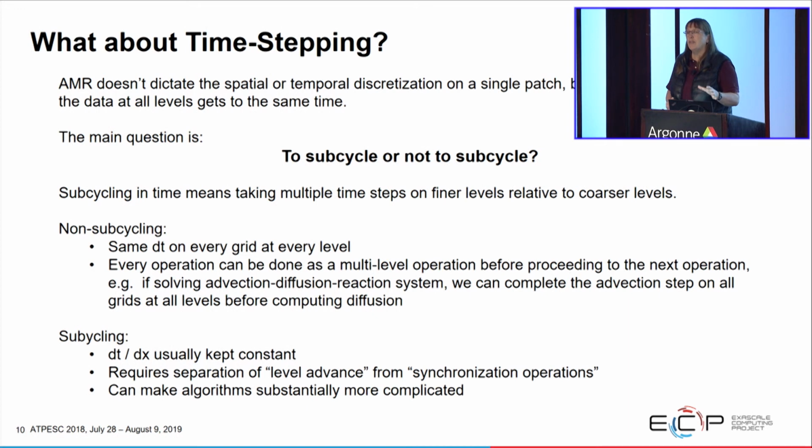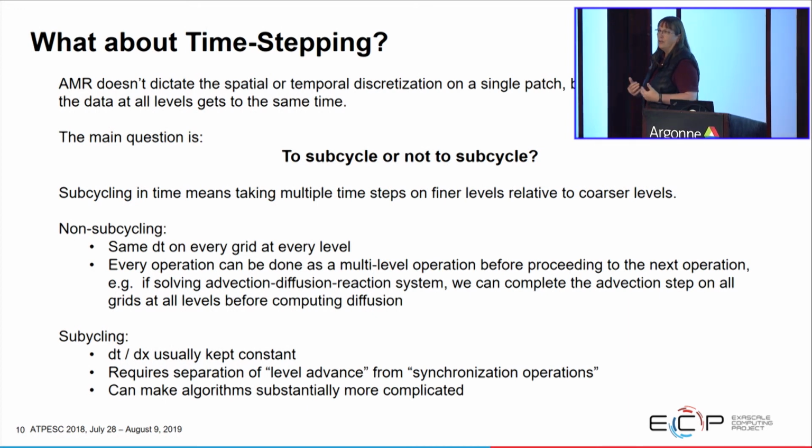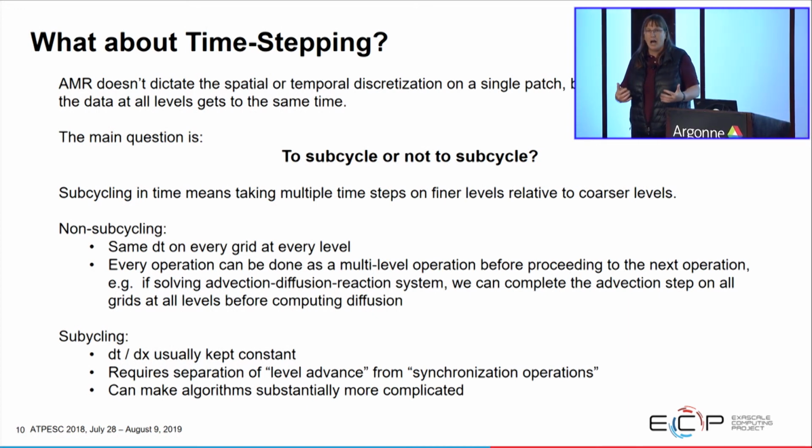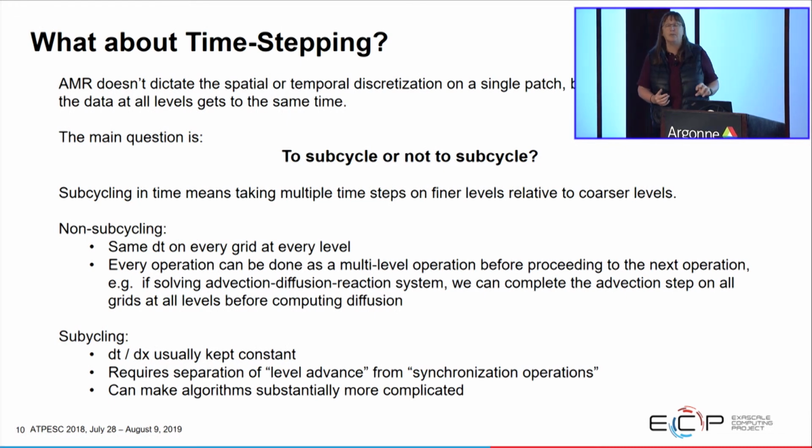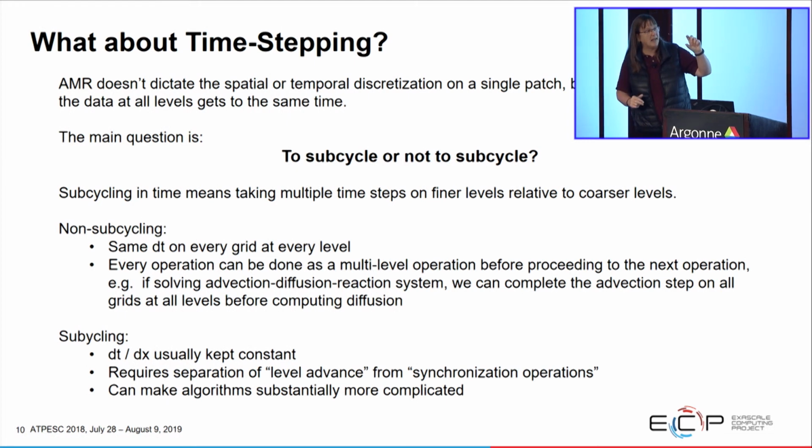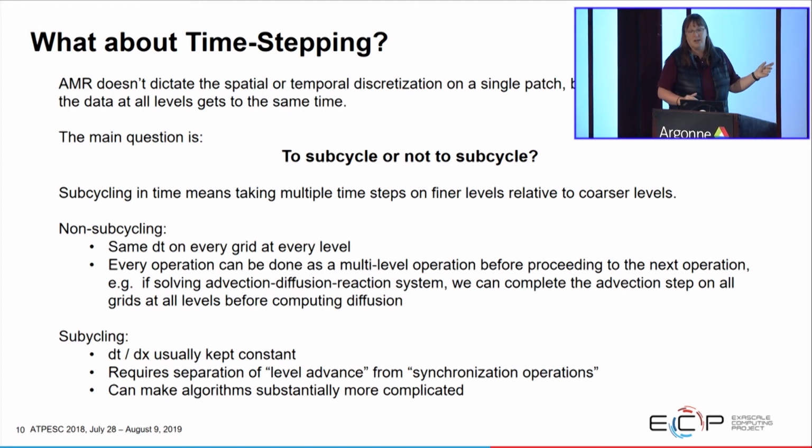In the space of AMR, though, there's usually one question that you have to ask. If you're designing an algorithm and you say, I really want high resolution in this one region, the main question you have to answer is: is your time step going to be uniform across the whole domain, across all levels, or are we going to do what we call subcycling, which means that as delta x gets finer, delta t gets finer?